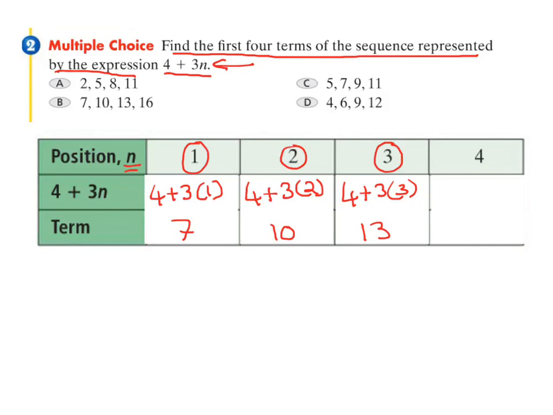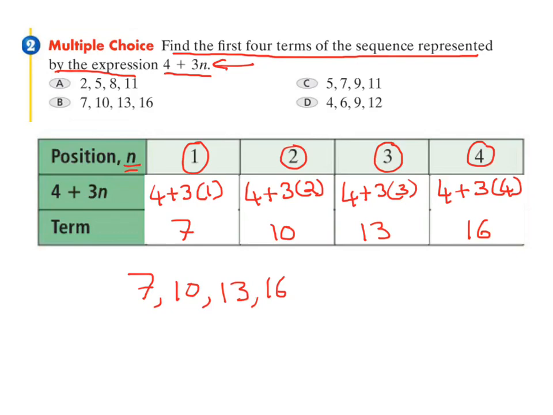What is the fourth term? So since we are dealing with the fourth term, n is 4. So 4 plus 3 times 4, and that is going to be 16. So the sequence is 7, 10, 13, 16.